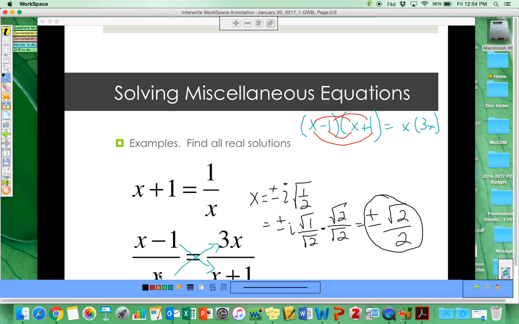Checking again just to make sure, this is a rational equation. The numbers that would not work would be 0, and then in this problem negative 1. And 0 and negative 1 are neither one of my answers. So those are good answers.